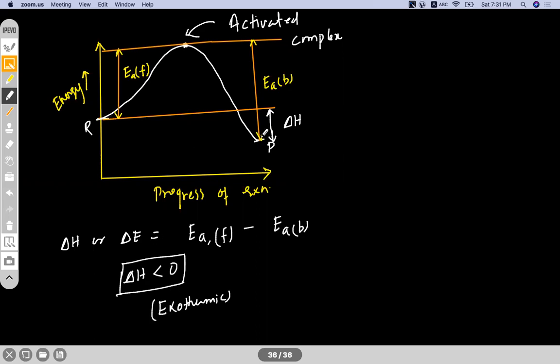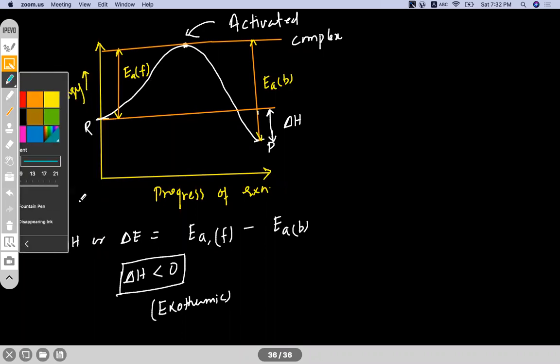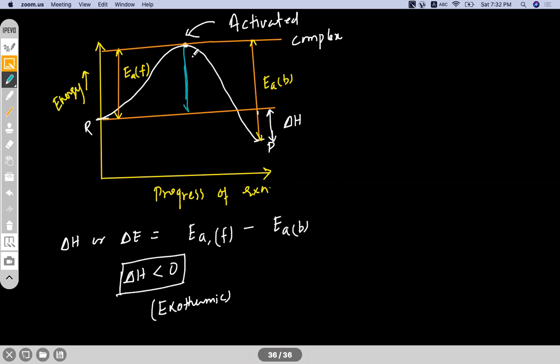Obviously the reactant energy is more than the product energy, so this amount of energy has been released. One more small thing here: this we generally call the activation energy, EA, plus the potential energy of the reactant molecule. This sum is the threshold energy.